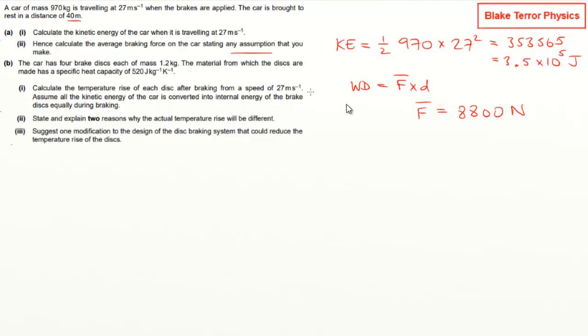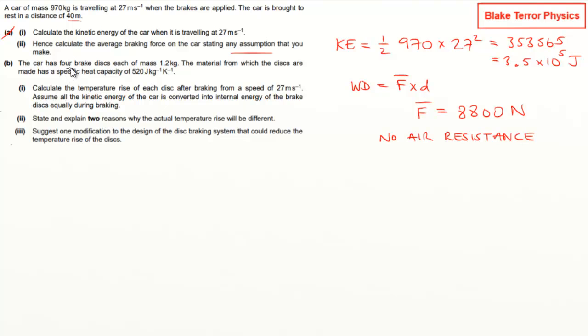And we needed an assumption, so we'll say that there is no air resistance, because if there was air resistance you'd have a bit more force helping it to come to a rest, not just the braking force. Right, so that's dealt with part A.